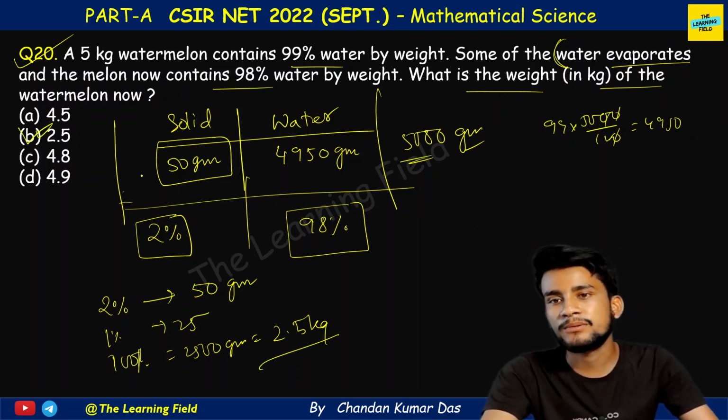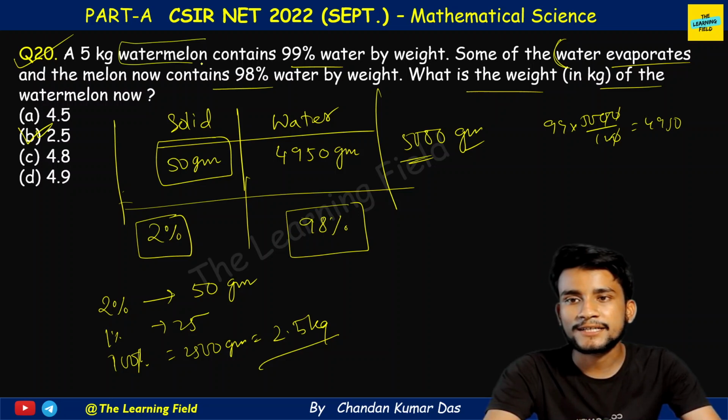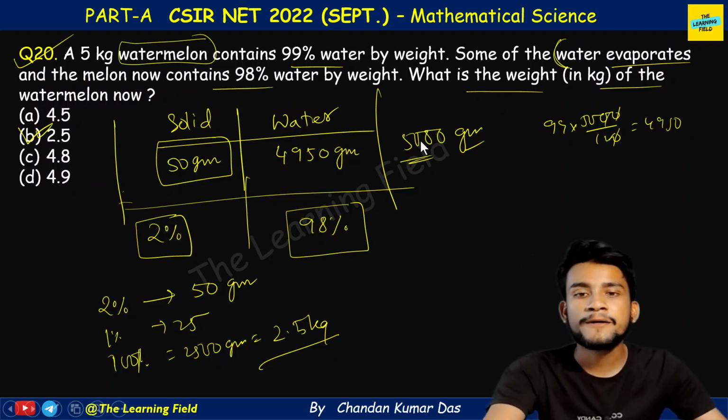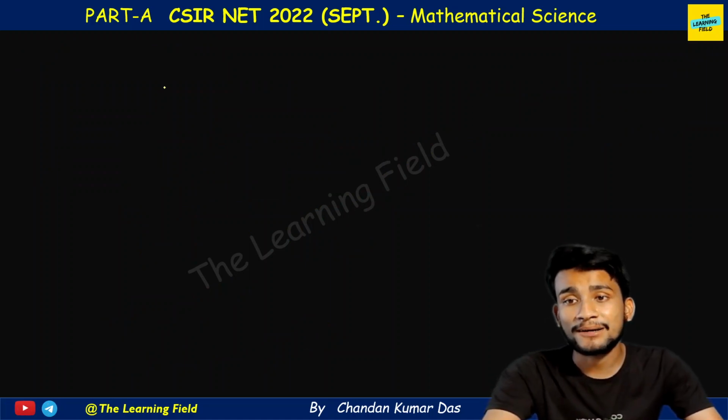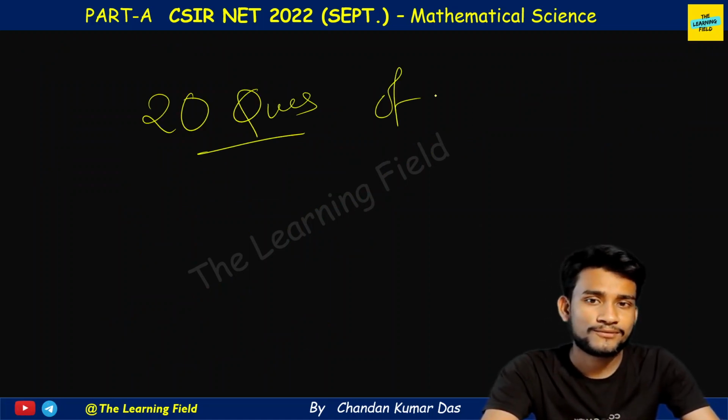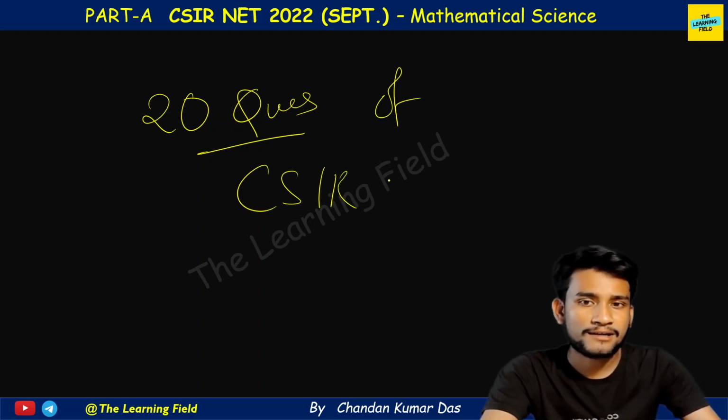This is a very easy problem, and watermelon can be replaced by cucumber. Something different questions can also come inside this. Okay, so this completes the 20 questions of CSIR NET June 2022.